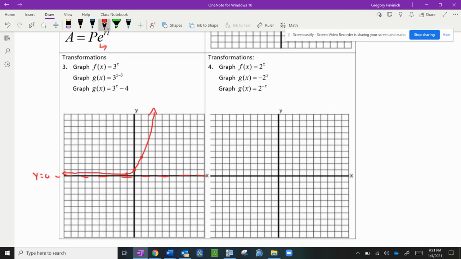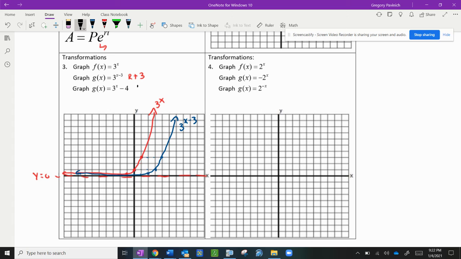Now this one, remember, is my transformation. So what am I going to do? This -3 up at the power, that's my right 3. Remember, it goes the opposite way. So now I'm going to move each one of these 1, 2, 3 to the right, 3. And here is my transformed function. This one's 3 to the x minus 3. And this one was 3 to the x.